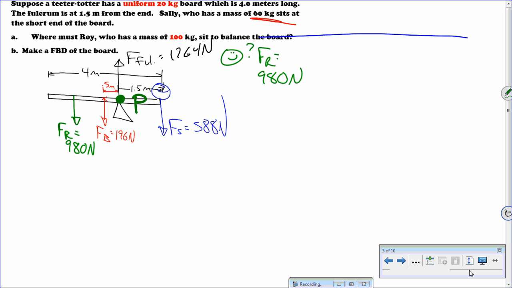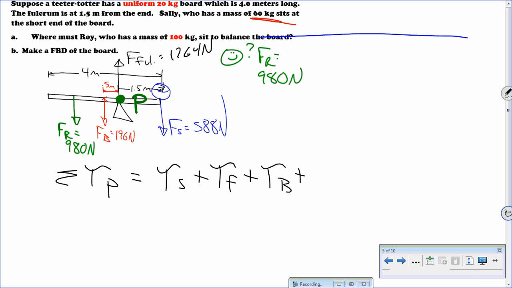Cool? And now what I'm going to do is write an equation that allows us to calculate the net torque around P, around that pivot point. And that's the notation I'm going to use. I'm going to write a little letter next to the net torque symbol to indicate where the torque is being found around. Follow? So the net torque around pivot point P should be, well, let's see, the torque from Sally plus the torque from the fulcrum plus the torque from the board plus the torque from Roy. Follow?